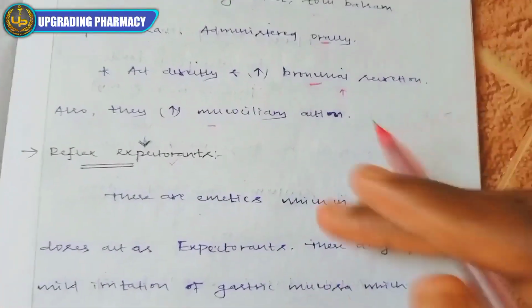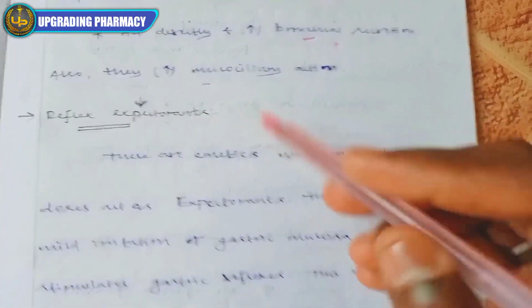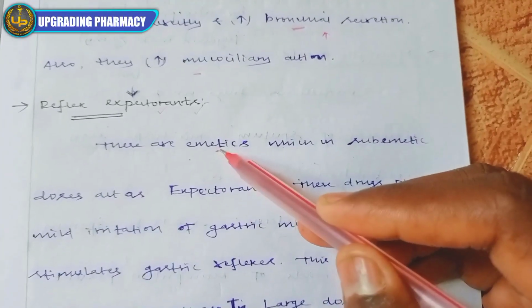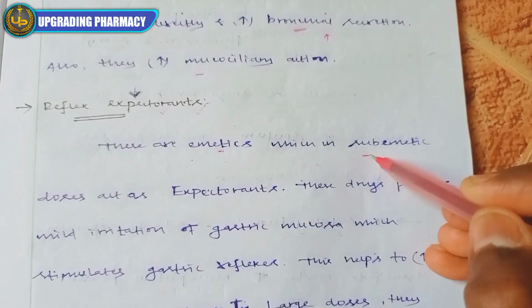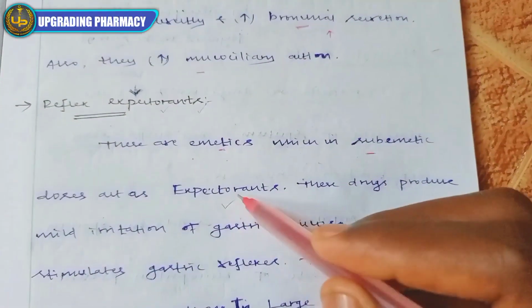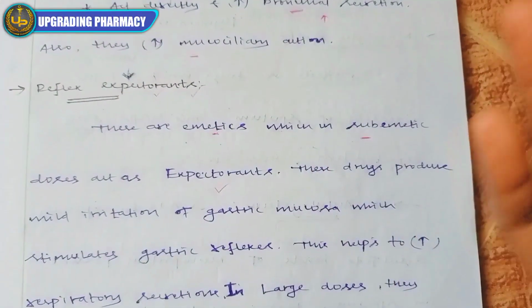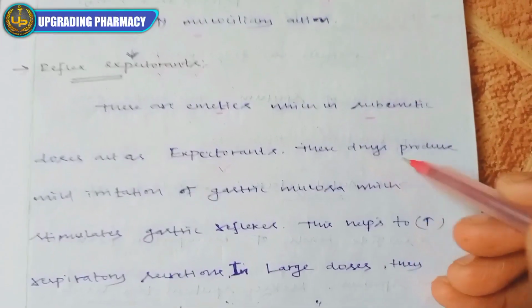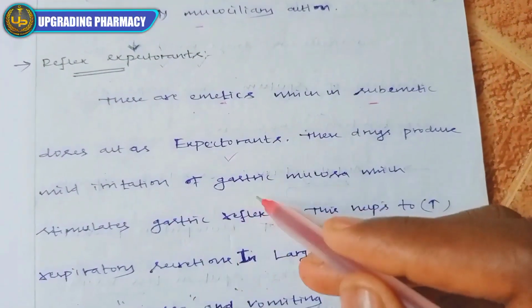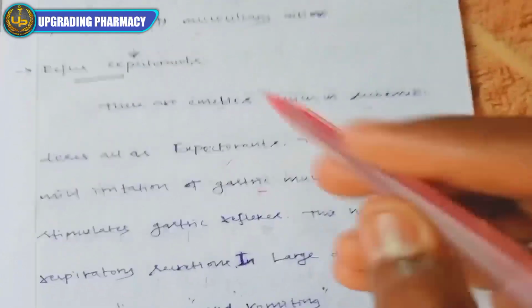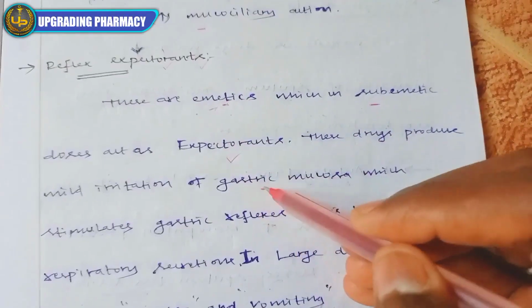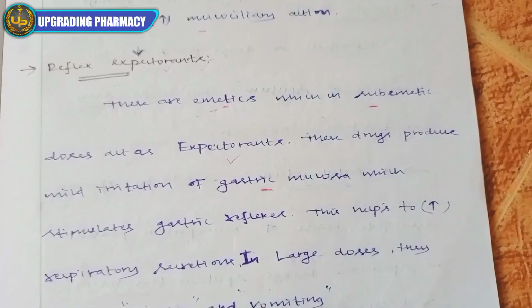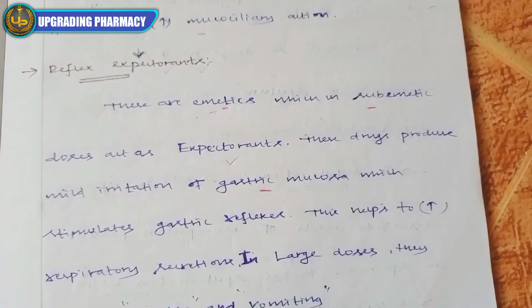Next, there are reflex expectorants. These are emetics. Actually, these reflex expectorants are emetics, but at sub-emetic doses they act as expectorants. How is this possible? These drugs produce mild irritation of the gastric mucosa. We also discussed that emetics act on the gastric mucosa and cause the contents of the stomach to be expelled.